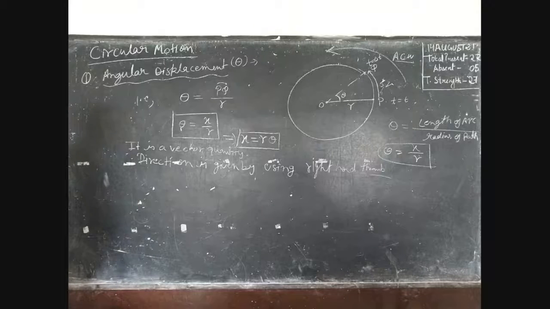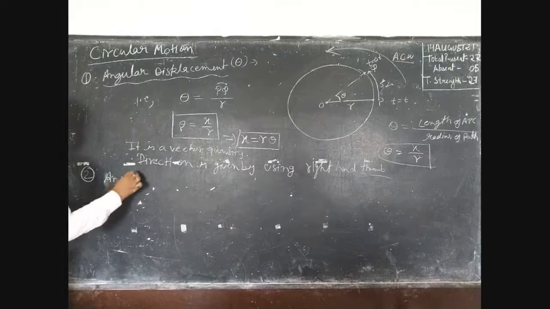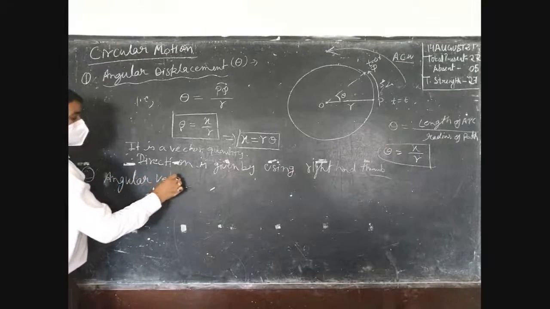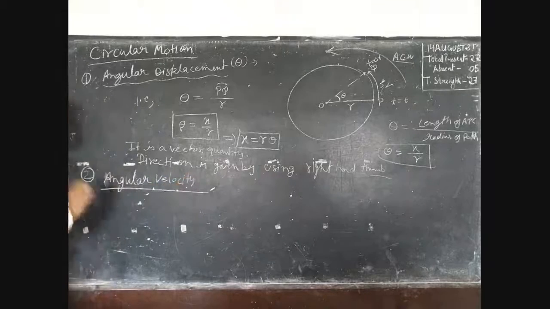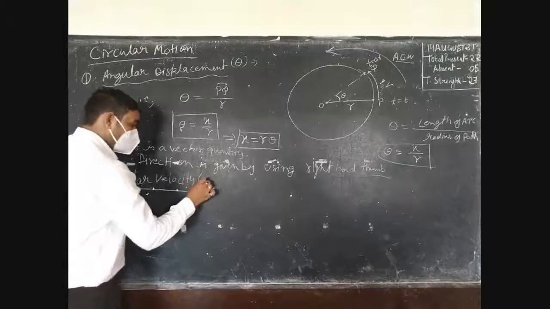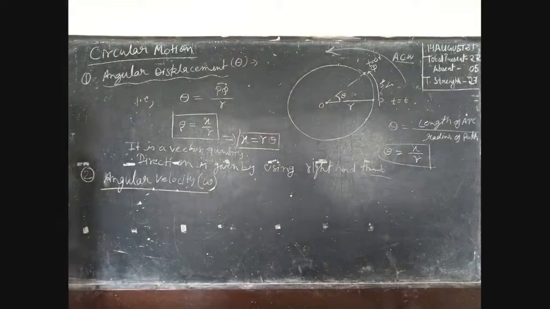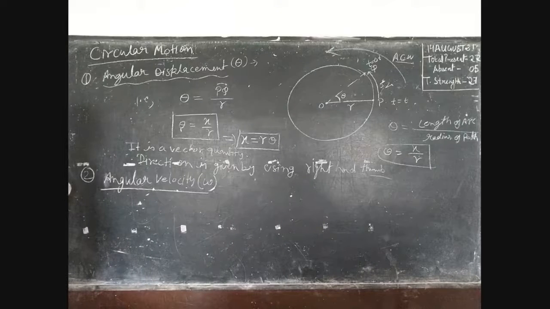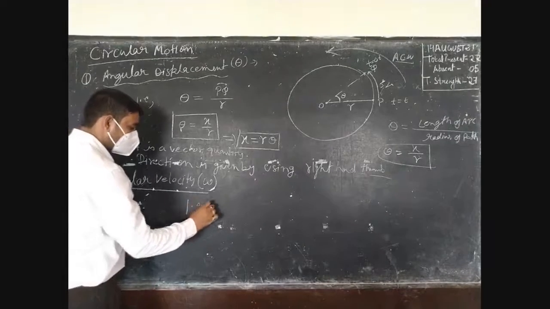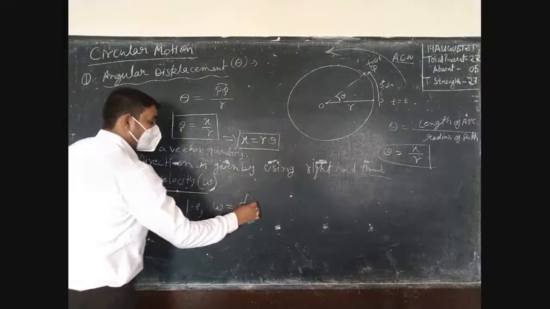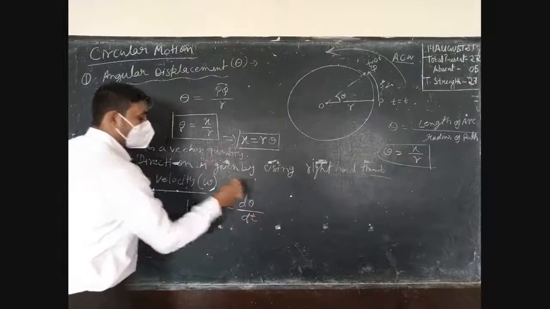Next, angular velocity. This is denoted by omega, and it is defined as the rate of change of angular displacement. Angular velocity is defined as the rate of change of angular displacement, that is, omega is equal to d theta over dt.